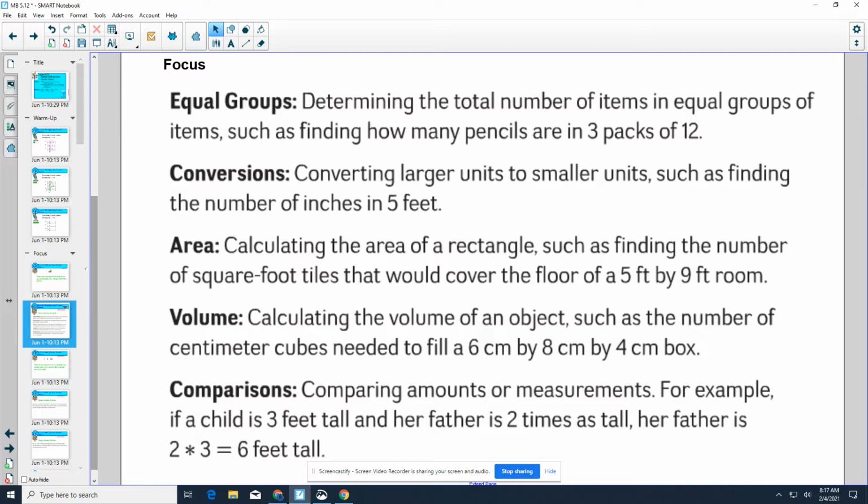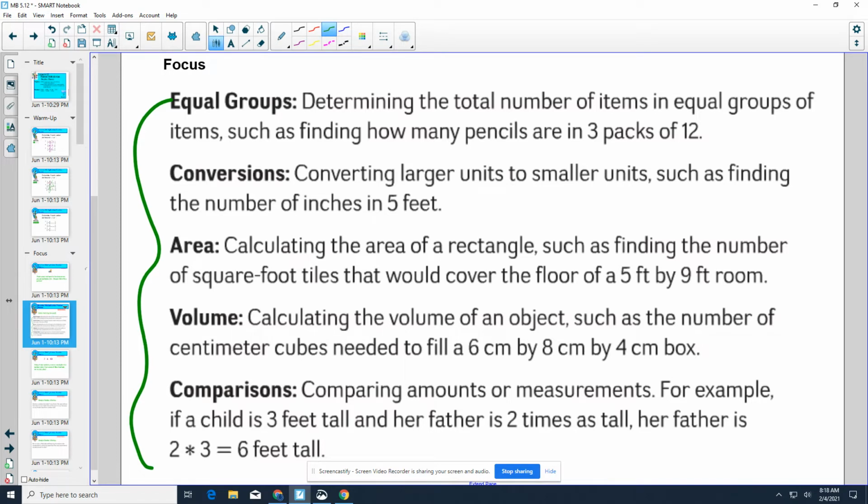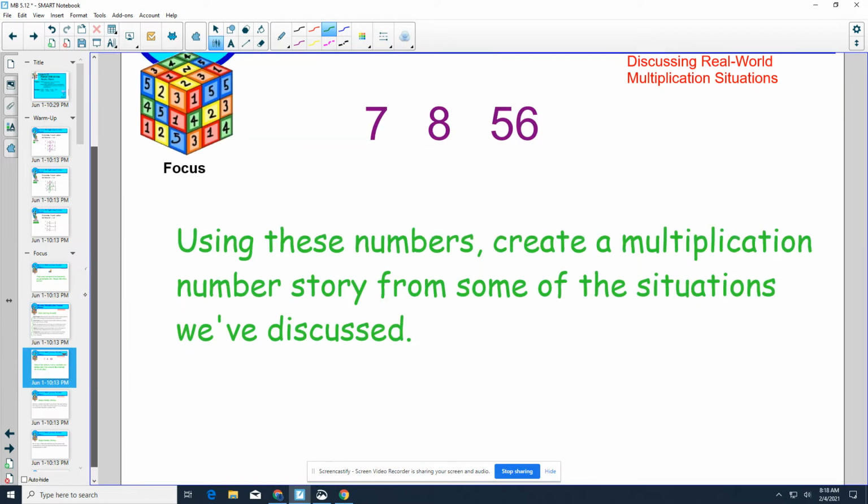For example, if a child is 3 feet and her father is 2 times as tall, her father is 2 times 3, which equals 6 feet tall. So these are all examples of where you might see multiplication in a story problem or scenario.